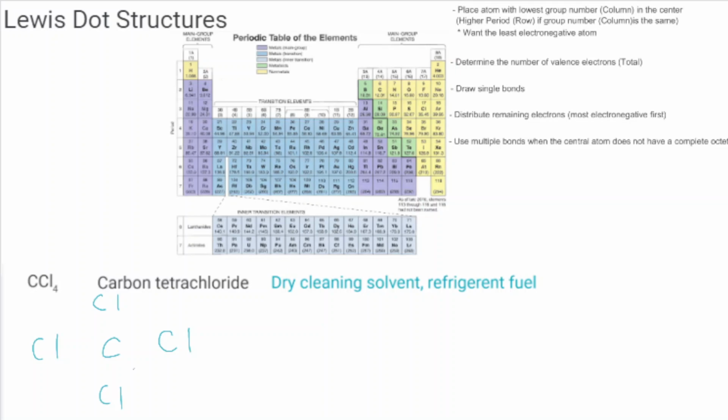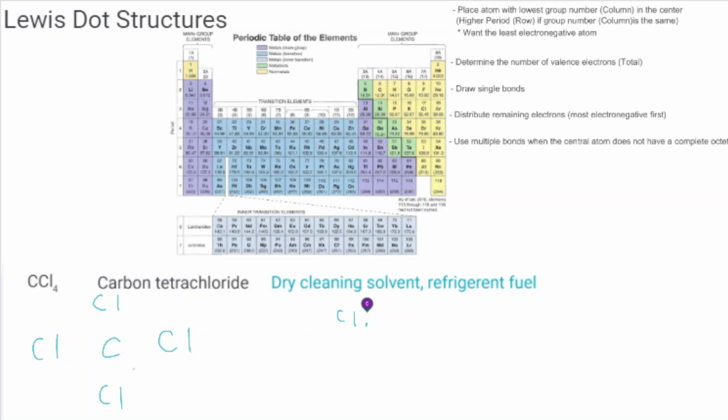But sometimes you'll see Lewis dot structures drawn with a little bit more of actual structure drawn. It's not truly a Lewis dot structure, but it's similar to it. Alright, so the next order of business is we need to determine our number of valence electrons. To do that, we're going to do it for each species. So I'm going to go ahead and start off with the chlorines.